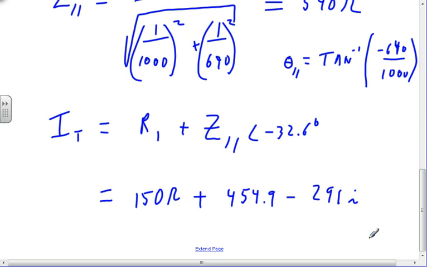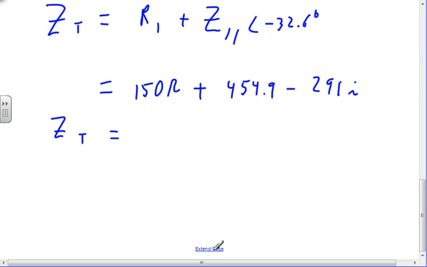All right, so my total current is going to be, oh, this isn't total current, this is total impedance. Who's going to tell me that anyway? Somebody must have been thinking about it. Total impedance: 605 minus 291i. And now I'm going to do a rectangular to polar conversion.